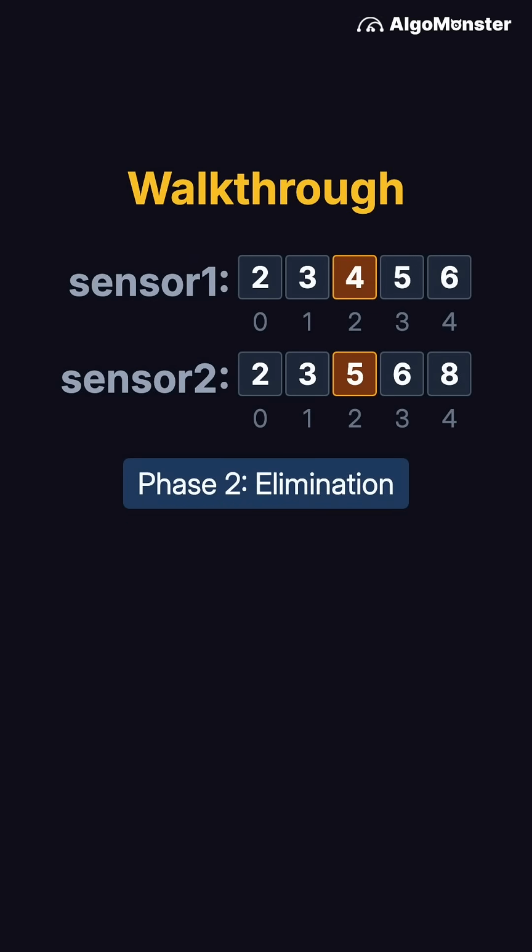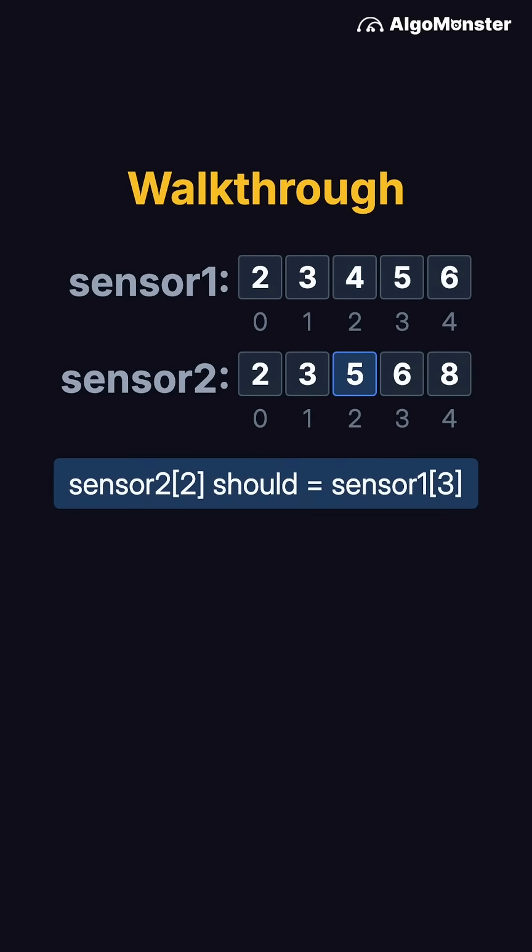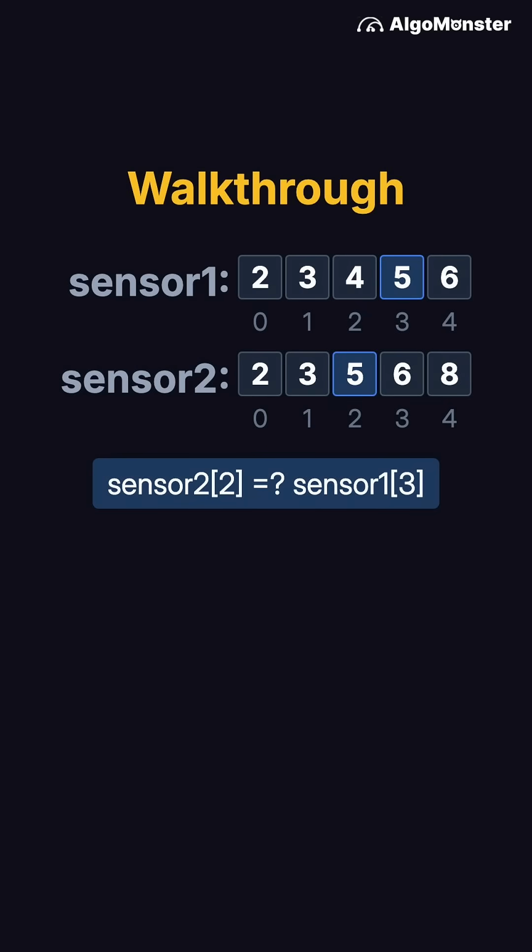Phase 2. Determine which sensor is faulty. We check two things at each position. First, could sensor 2 be the shifted one? If sensor 2 dropped a value, then sensor 2's current value should match sensor 1's next value. Sensor 2 at index 2 is 5. Sensor 1 at index 3 is 5. They match, so sensor 2 being defective is still possible.